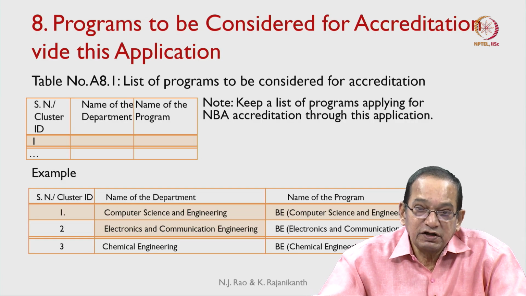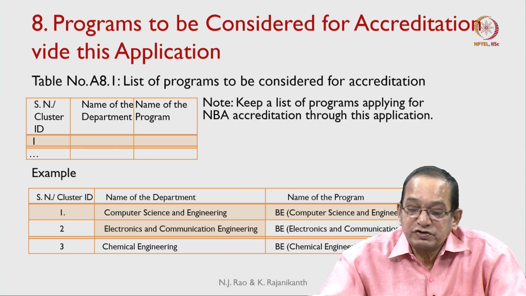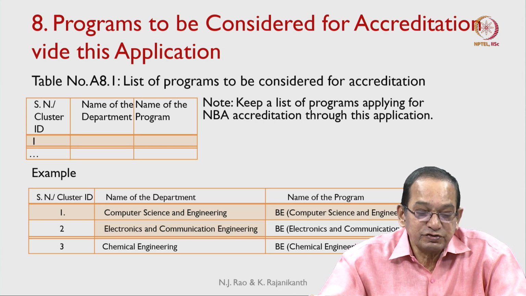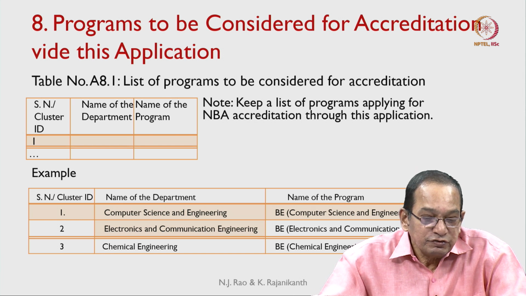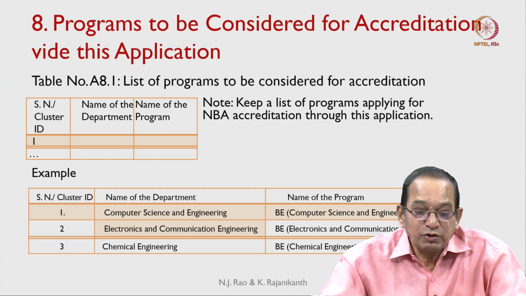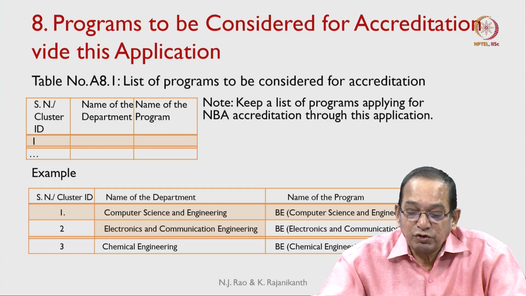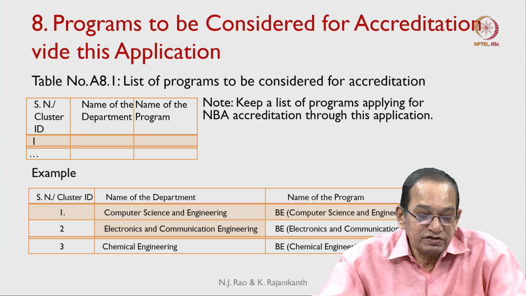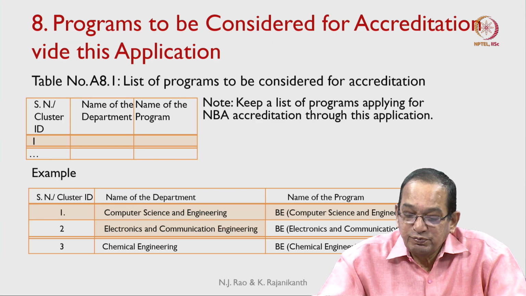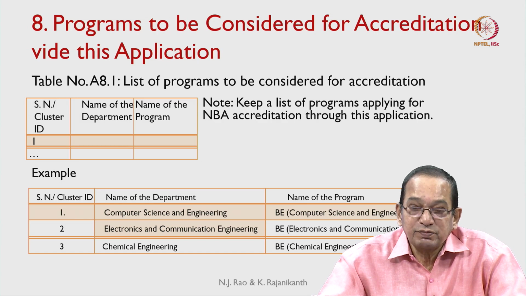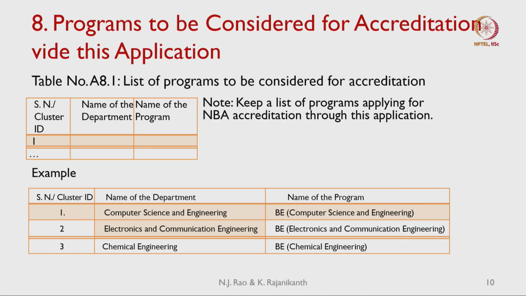So, within that application's scope, which are the programs to be considered for accreditation, that is all given in these tables. In Table A 8.1, list of programs to be considered for accreditation. So, this has to be kept clear and separate. Keep a list of programs applying for NBA accreditation through this specific application.